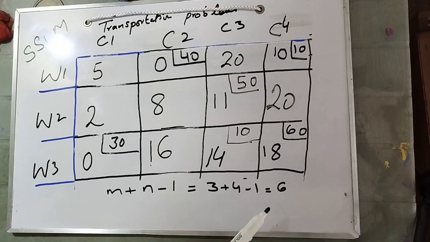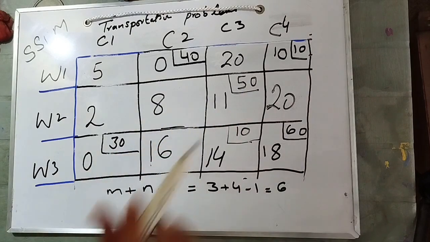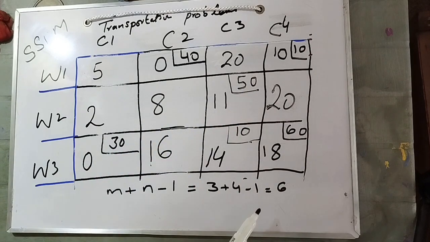We must find out from the initial basic solution of the Vogel approximation method. So you see 1, 2, 3, 4, 5, 6. Alhamdulillah, we have found the 6 allocations. So you see now because of this we can move ahead towards the stepping stone method.